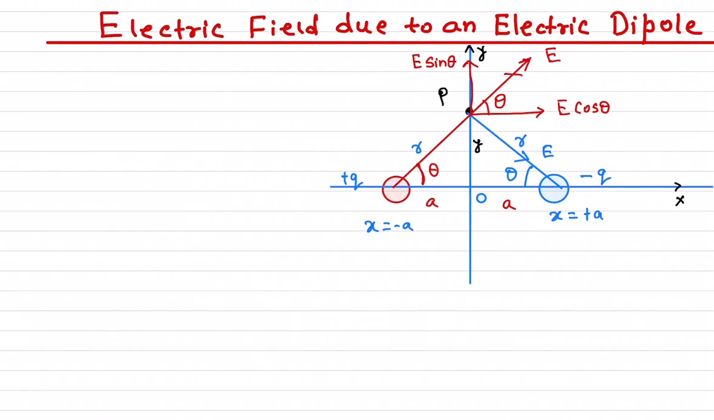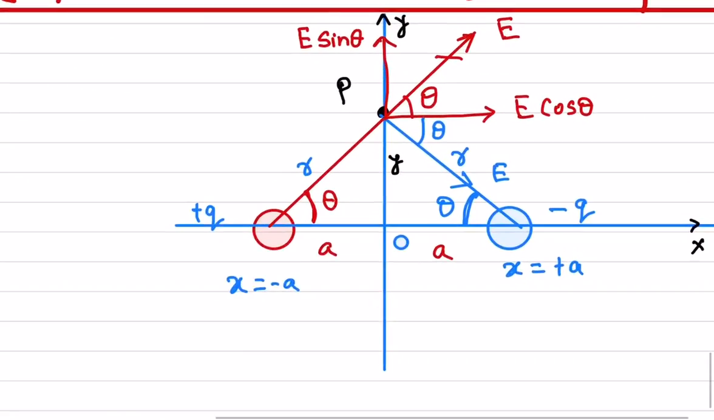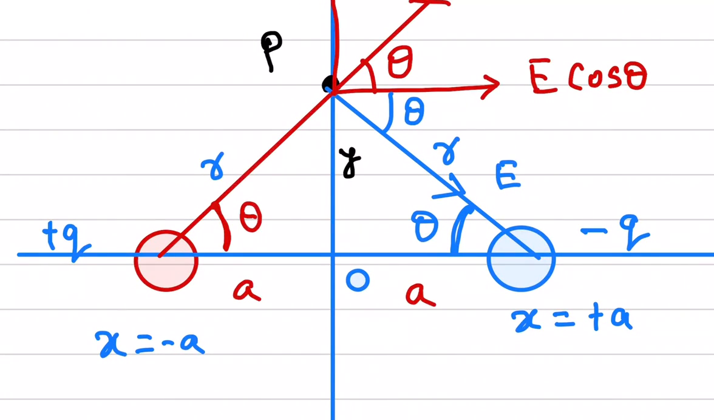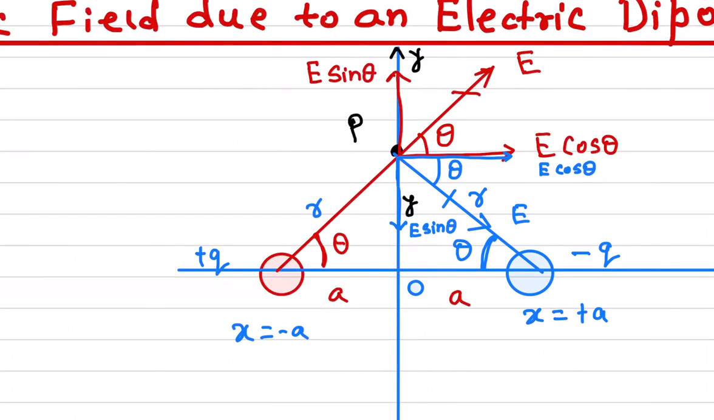Now let's resolve this electric field vector. This one can again be resolved into two components. As this angle is theta, this angle is also theta, and the electric field along the x-axis is E cosine theta, and along the y-axis it is E sine theta. So we have now resolved this electric field as well.